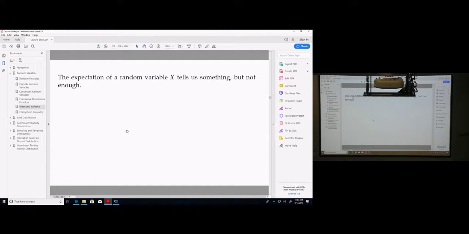The expectation of a random variable x tells us something, but not enough, okay? It's a highly summarized thing. If your random variable is discrete, you have a table of values, and then it tells you the probability that one value is likely to occur. And the expectation is just a summary of this table into one number. So you'll be able to see why the expectation of a random variable does tell us something, where the center of gravity is, but it will not be enough, all right?